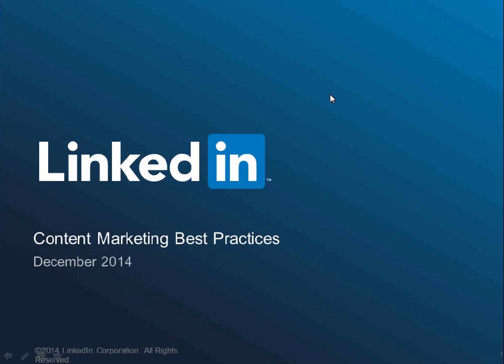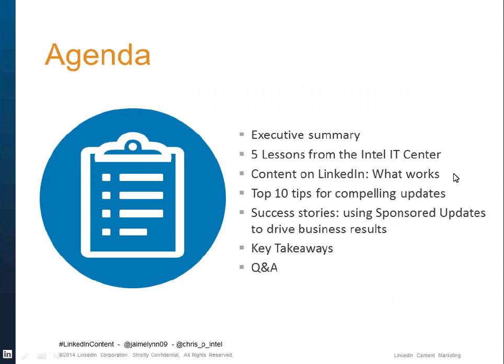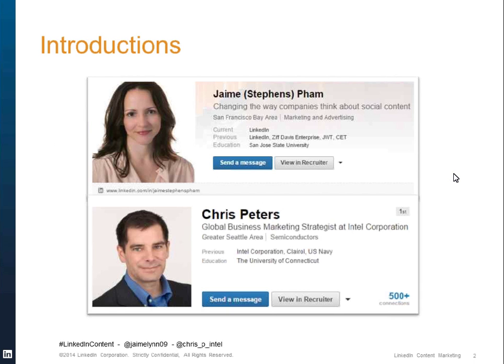Let's start off with introductions. If I can get my presentation to move forward. There we are. My name is Jamie Pham. My LinkedIn profile says Jamie Stevens Pham because LinkedIn hyphenates or puts in brackets everybody's maiden name, but Jamie Pham. I work for LinkedIn. I've been with LinkedIn for almost 6 years, and my role as a content marketing consultant is designed to help companies understand what their audiences are looking to engage with on LinkedIn and how to get the most out of their content creation and distribution efforts on the platform.